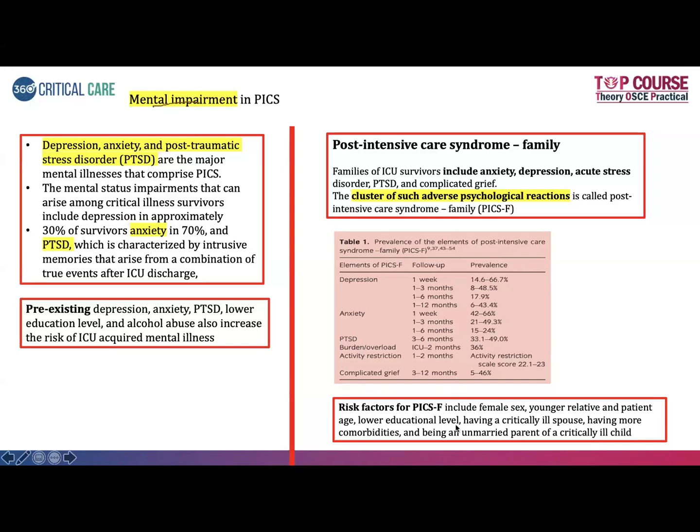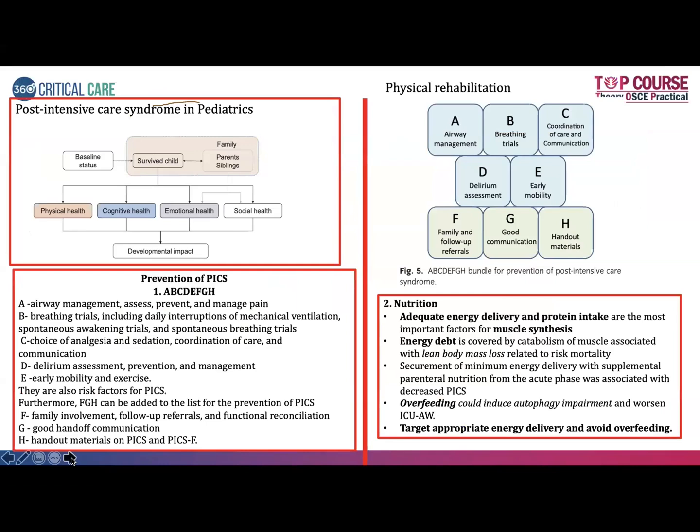So risk factors, especially if the family member is female, female gender, young relative of the patient, and then lower educational status, having a critically ill spouse, having more comorbids, being an unmarried parent, being unmarried, or a parent of a critically ill child. So these are the main risk factors of PICS-F family.